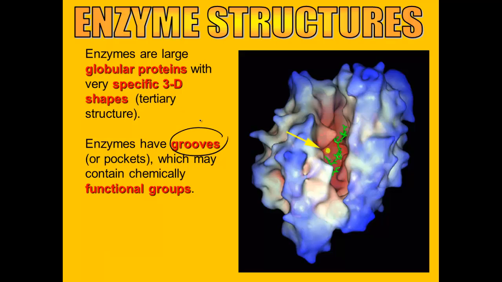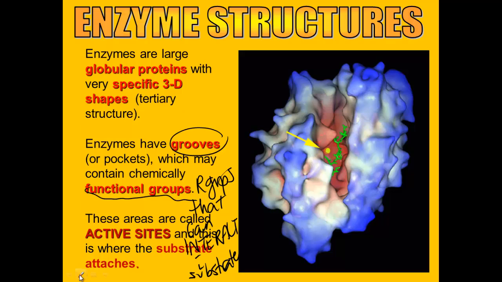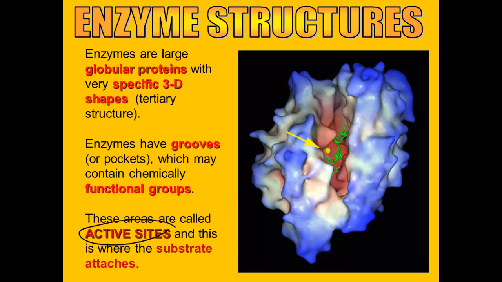Enzymes have really special grooves or pockets, and that makes up the active site. Inside this active site, there are functional groups, R groups, that have special qualities that help the enzyme either break apart or join together substrates. So they have R groups that can interact with the substrate. These are called active sites, and it's where the substrate attaches.